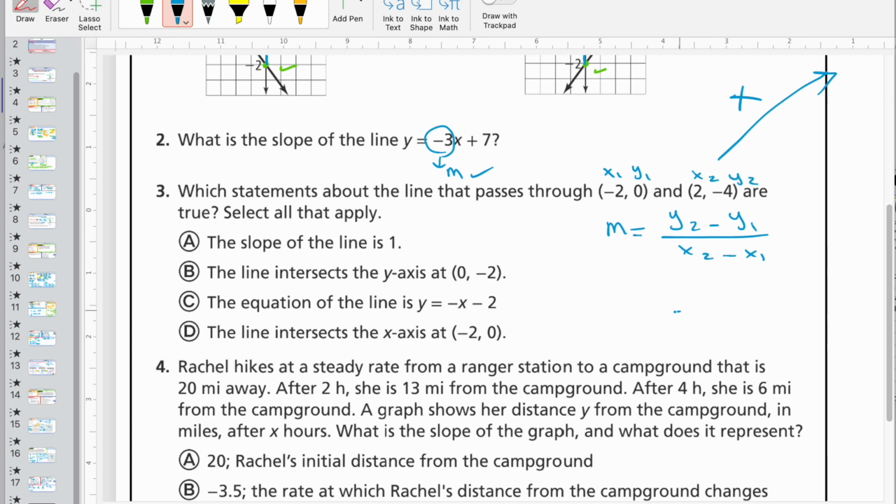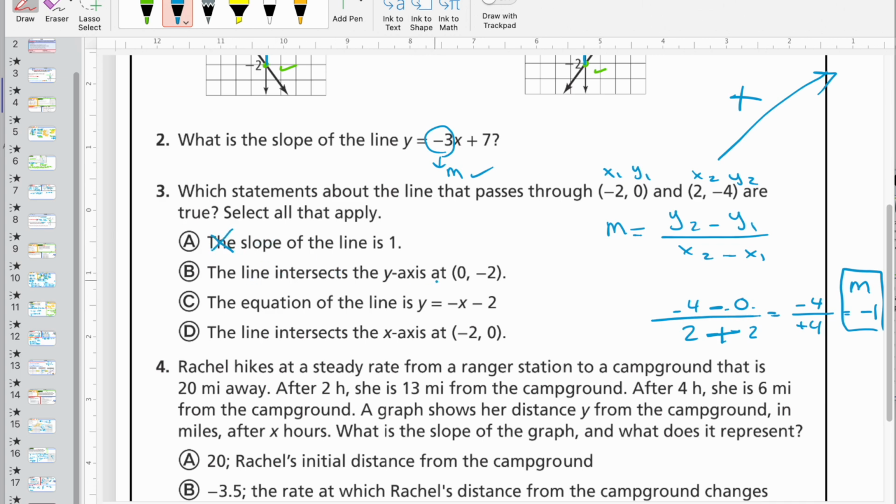So y2 is negative 4 minus y1 is 0, over x2 which is 2 minus x1 which is negative 2. Negative with negative will give me positive. Negative 4 minus 0 is negative 4, over 2 plus 2, which is 4. 4 divided by 4 is 1. 1 negative, 1 positive, so it's negative. My slope is negative 1, which is not correct here.